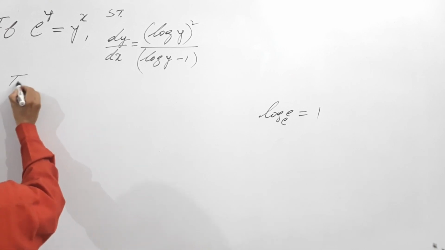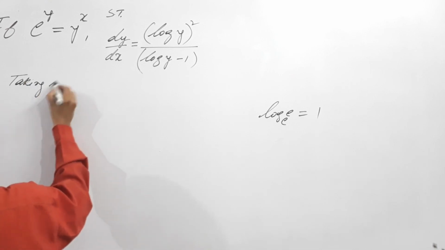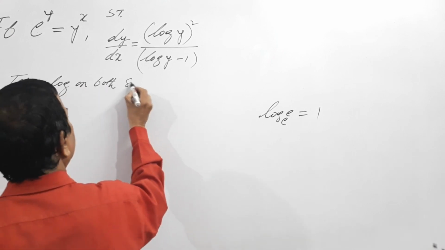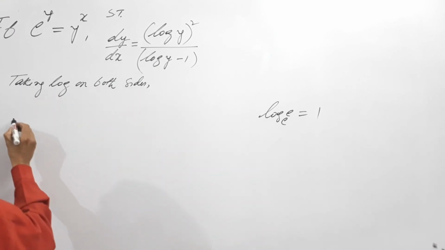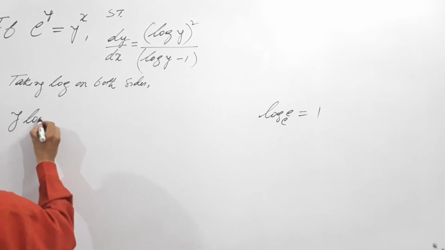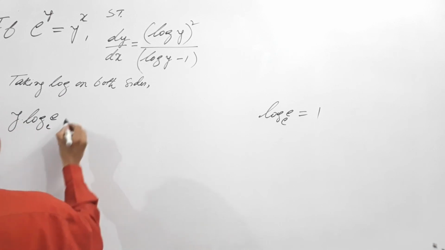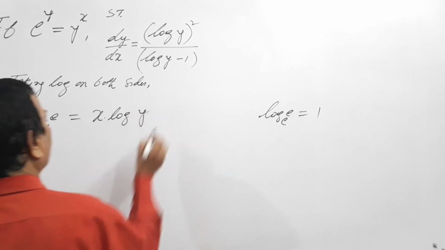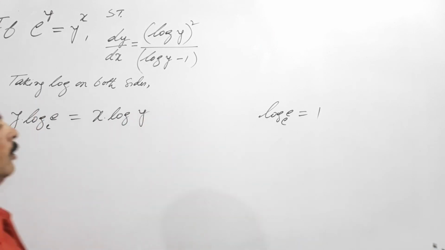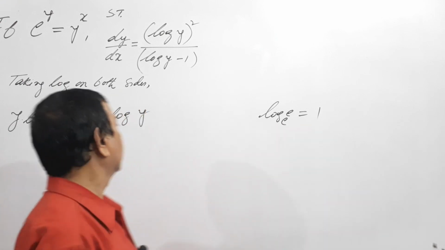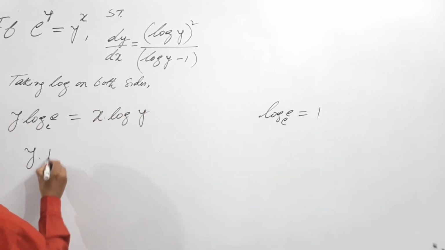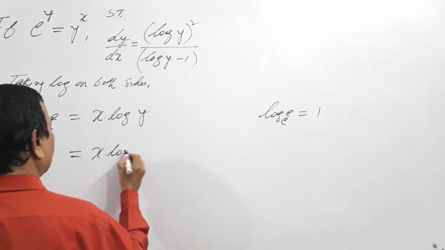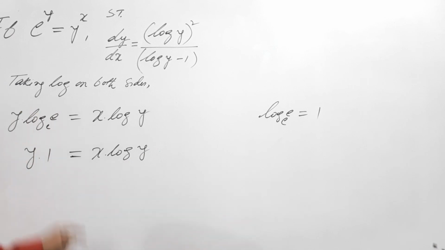So taking log on both sides. What happens here? y log e to base e equals x log y. So we know log e to base e is 1. So this becomes what? y into 1 equals to x log y. Now let's differentiate this.